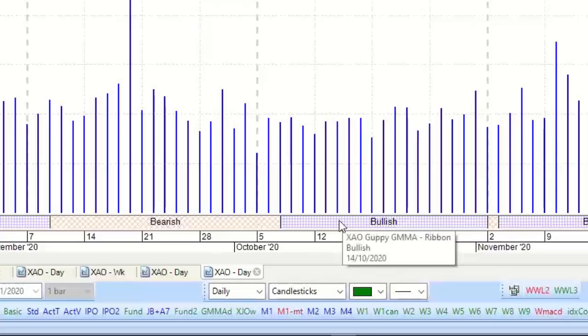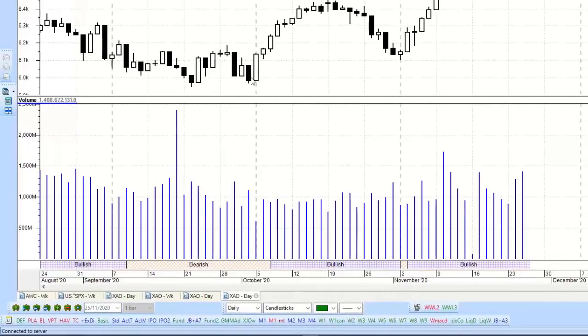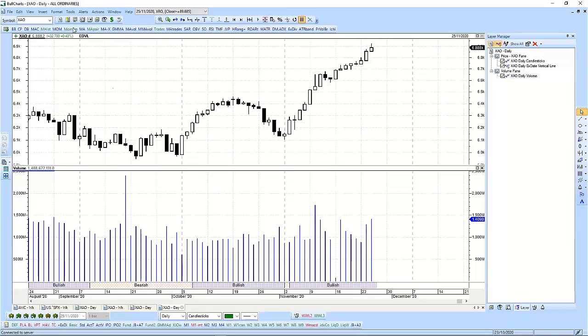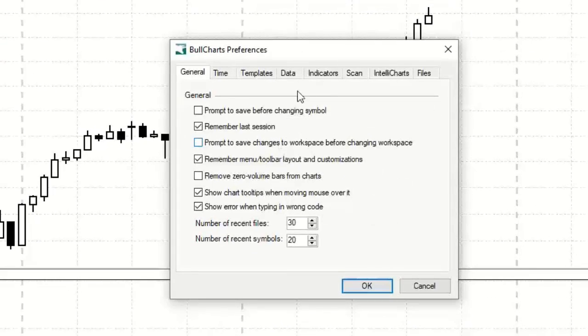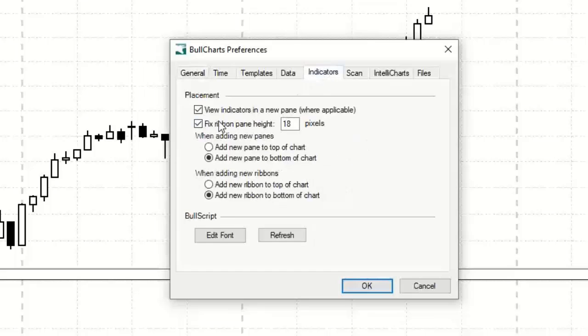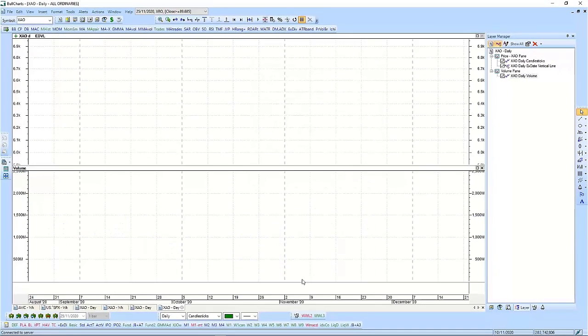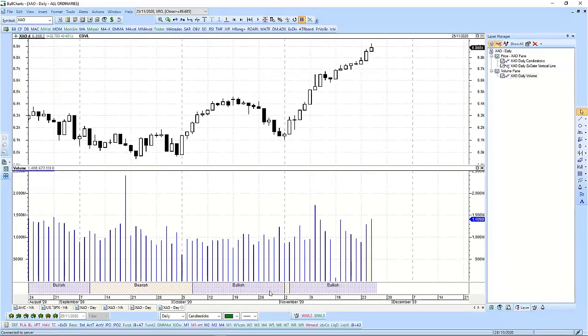And don't forget, for the last couple of years, there's been an extra setting that we can change for these ribbons to make them wider. If you wanted to make it wider, you can go to Tools, Preferences, and somewhere in the Preferences dialog, it might be under Indicators, Fix Ribbon Pane Height. That's a new feature the last couple of years. Currently set to 18. I could make that a bigger number, like 36, and that ribbon pane should become a lot wider.